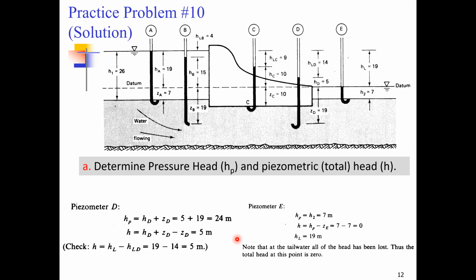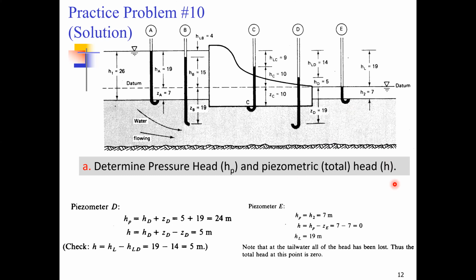However, you will see that when we talk about point E and want to determine the piezometric head, or the total head, at point E, the total head at point E would be 0, because the height of water above the datum surface is 0. So the total head or the piezometric head over here would be 0.